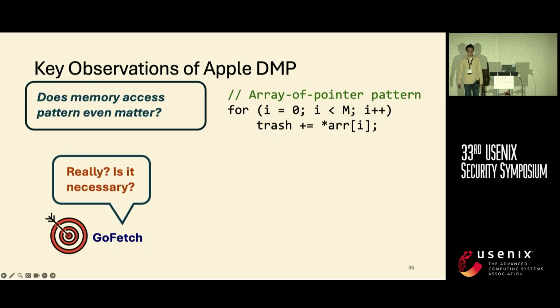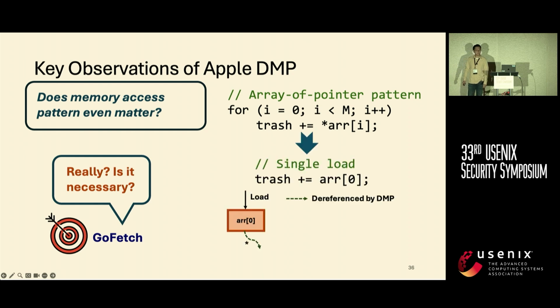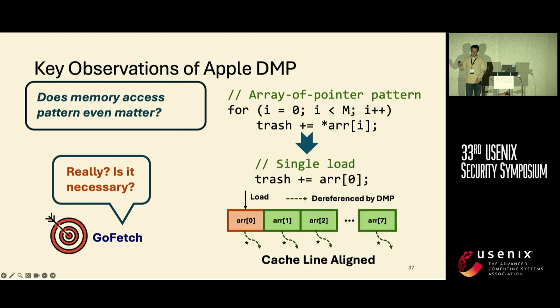From Augury, we ask the question: is this access pattern really necessary, or does Apple's DMP really have a phase of confidence accumulation? The answer is no. Even a single memory load is enough to trigger Apple's DMP. Let me say that again. Potentially, any data loaded from memory is a candidate to be treated as a pointer and dereferenced by the DMP. Meanwhile, not only the pointer fetched by the program, other pointers within the same cache line are also dereferenced by the DMP.